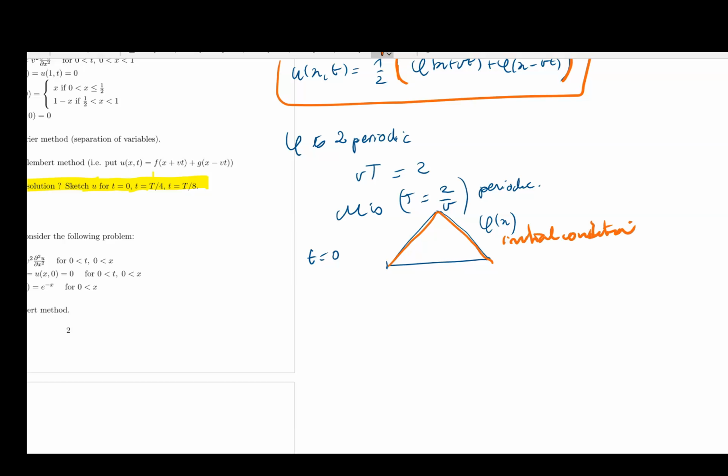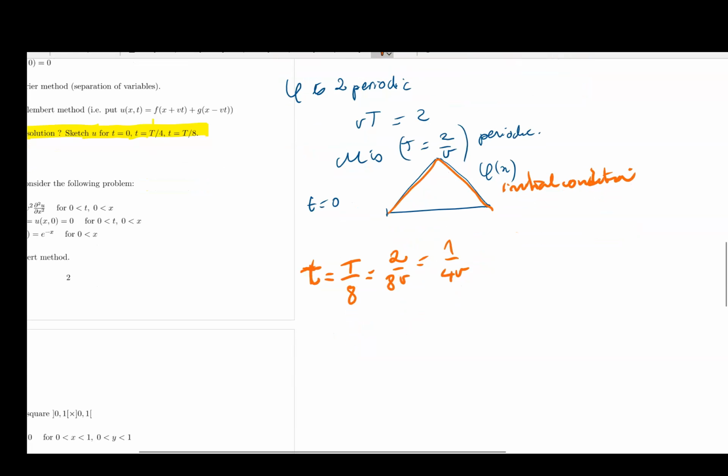Okay, then if I put small t equal to 1/8 of the capital T, you imagine you have your string and you plucked it. Usually it wouldn't be such an angular profile, but that's just a representation. That's your t equal to 0. What's happening then? At t equal to capital T over 8, which is 2 over 8 times v, so 1 over 4v, what does my function look like?